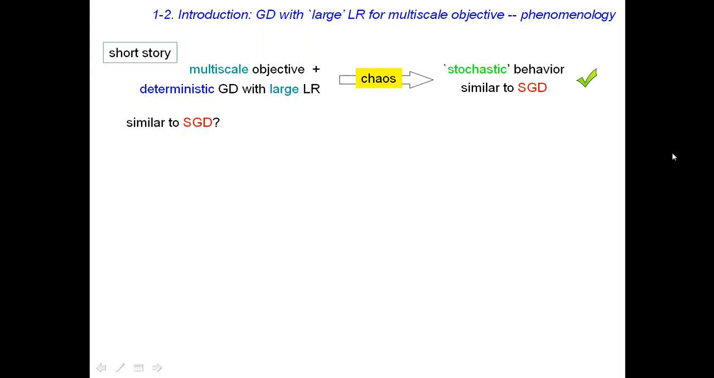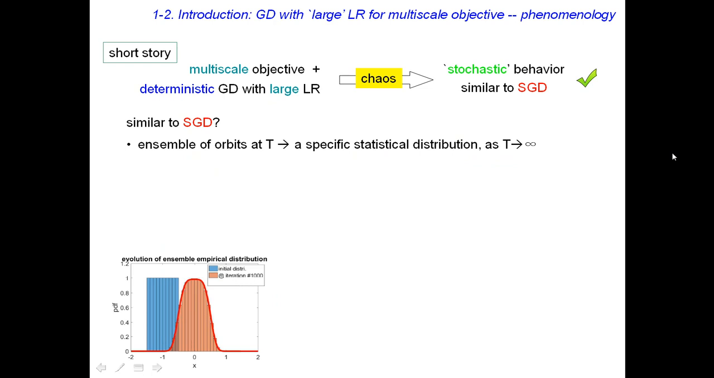Before I further explain, let me first describe what I mean by being similar to SGD. First of all, if you start an ensemble of different initial conditions, and evolve each one according to deterministic gradient descent, and then you look at the distribution of this ensemble at time t, then as t goes to infinity, this ensemble converges to some specific statistical distribution. For example, here I started with a uniform initial distribution, and after 1,000 iterations, I get a different distribution. What is remarkable is that it doesn't really matter what the initial distribution is. In the end, you will always get the same distribution.